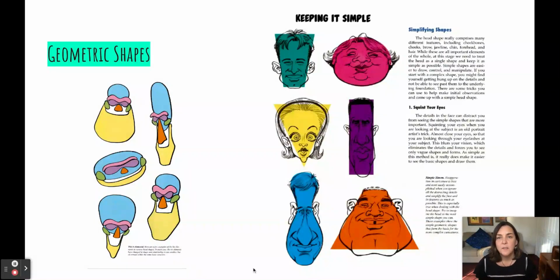The final thing to consider is to simplify your head shape into a basic geometric shape. You can kind of squint at the general outline of your subject's head and see if it's closest to a circle, triangle, trapezoid, or whatever, and build the features around that shape.